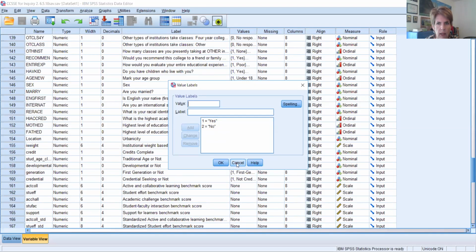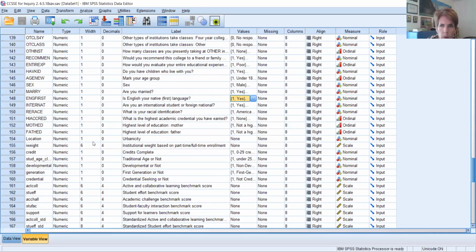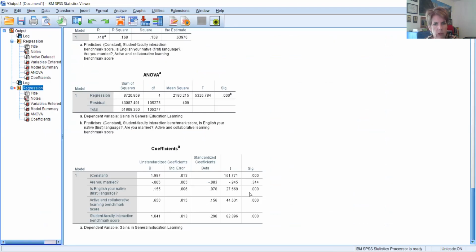So let me get out of that. I'm going to share again. I guess while we're here, no, married didn't even matter, so it doesn't matter. We don't need to look that up. Let's look back at my output. Okay, but these are the ones I'm really interested in: active and collaborative learning, student-faculty interaction. So those are both significant. Active and collaborative learning has a regression coefficient of 0.156, and student-faculty interaction has a regression coefficient of 0.290.